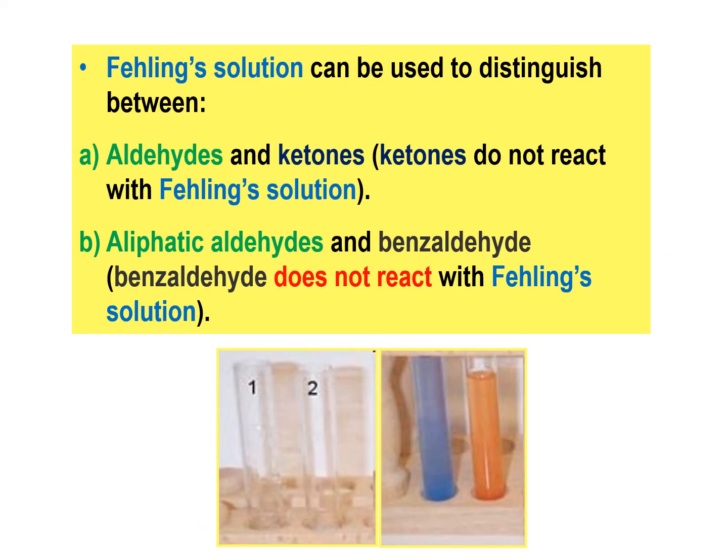So the Fehling solution can be used to distinguish, first, of course, the aldehyde and the ketone, because the ketone does not react with any oxidation reaction. Okay, so the ketone does not react with Fehling solution. Second, aliphatic aldehyde and benzaldehyde. Only aliphatic aldehyde can react with Fehling, but benzaldehyde cannot react with Fehling. So these are two distinctions that can be made by using the Fehling solution.